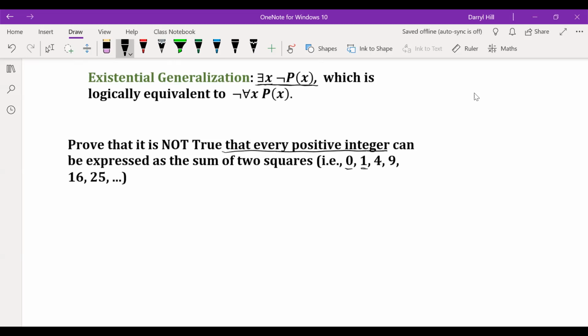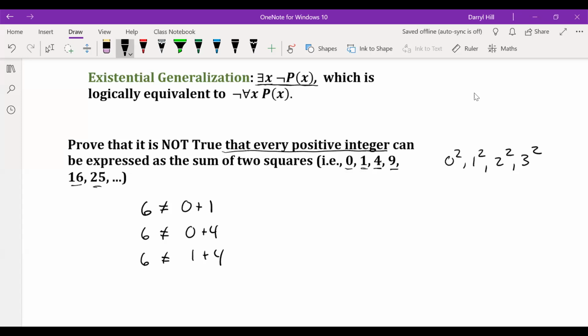So 0 times 0, 1 times 1, 2 times 2, 3 times 3, 4 times 4, 5 times 5. These are just, or, 0 squared, 1 squared, 2 squared, 3 squared, etc. So then we can look at a specific example. We could say, well, we could take 6, and we can try to add 0 and 1 together, but that's not equal to 6. We can try and add 0 and 4 together, but that's not equal to 6. And we can try and add 1 and 4 together. That's not equal to 6. And then every other number after that, starting with 9, is actually greater than 6.